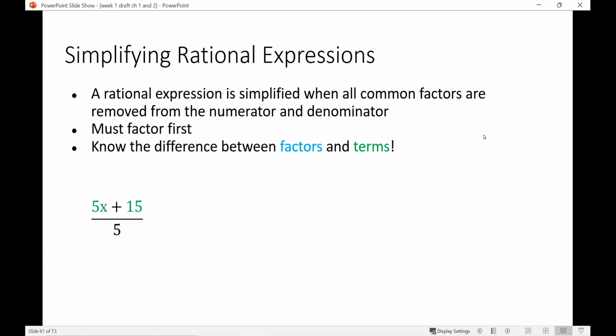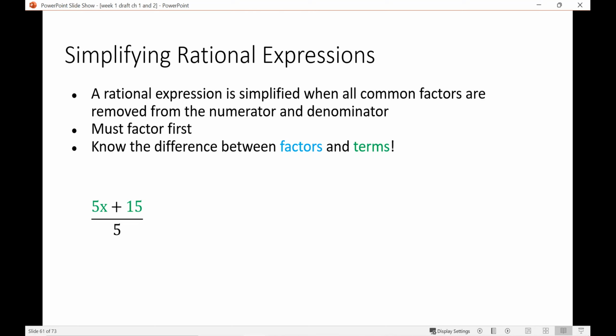So let's first talk about simplifying rational expressions. A rational expression is simplified when all the common factors are removed from the numerator and denominator. To do this, you have to factor the rational expression first. You need to know the difference between factors and terms.